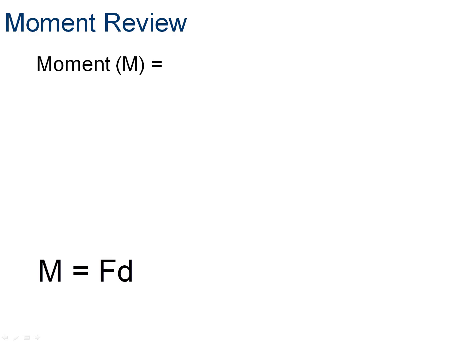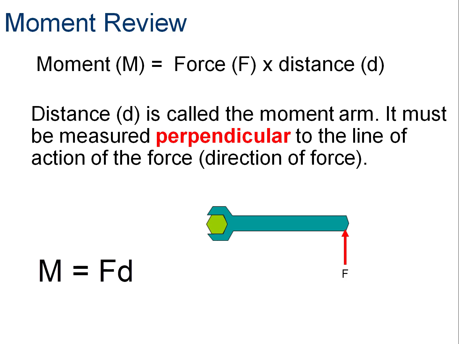So let's talk about moments here quick in review. Remember that a moment is equal to a force times a distance, and that distance has to be perpendicular to the line of action. So in this example, I've got a wrench on a bolt and a force applied at the end of the wrench. There's some distance from that point of rotation to the line of action, or where I'm pulling or pushing with that force. That distance is the little d distance for the moment calculation.